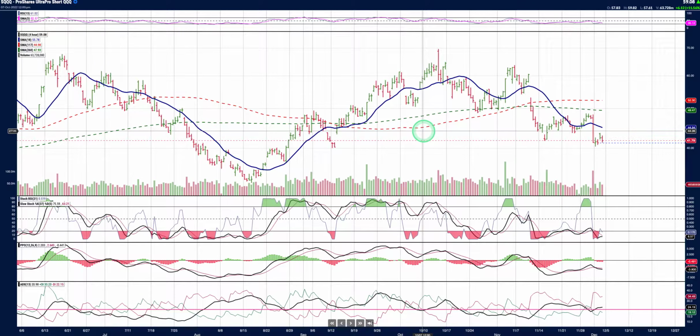We are going to take a look today at SQQQ and how to time your entries into SQQQ using three simple, easy to understand indicators.